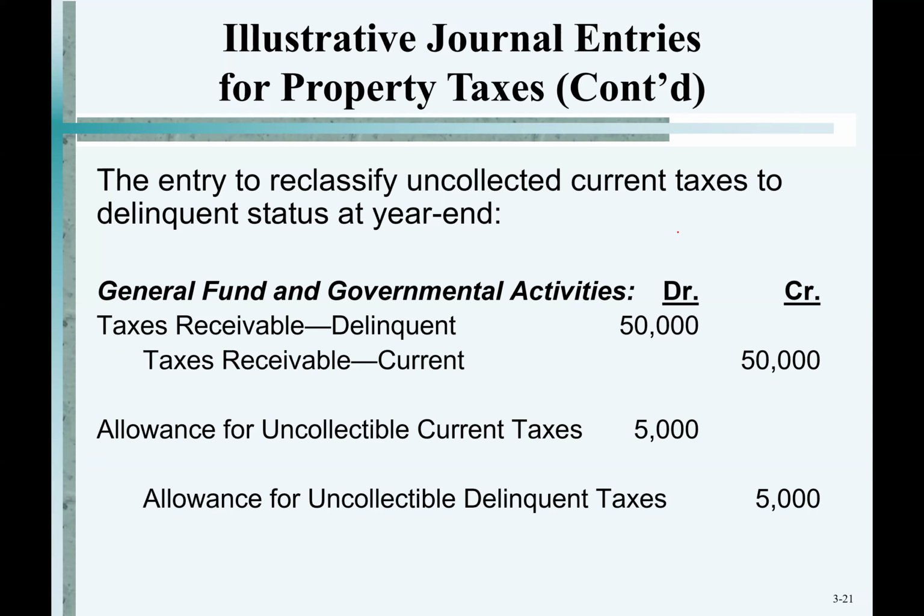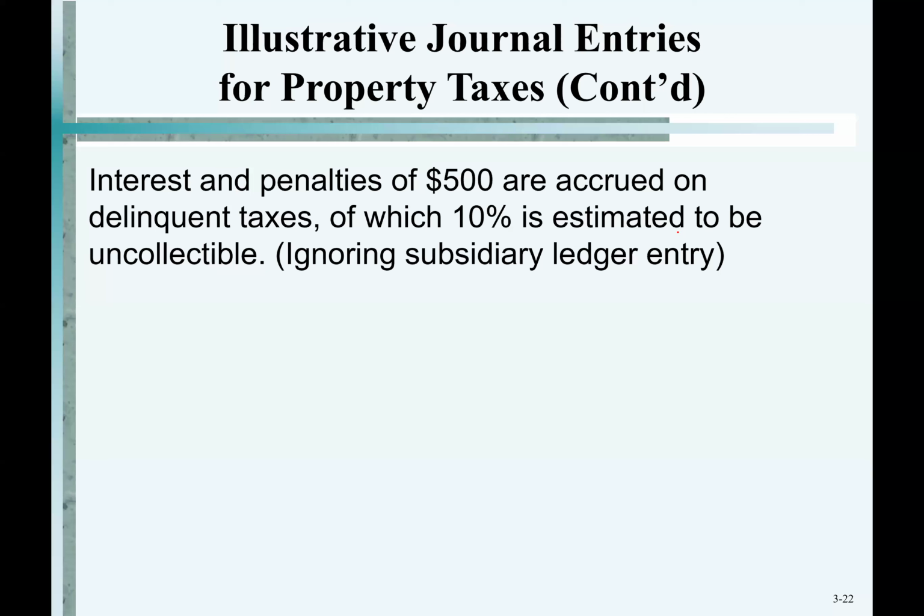It is still a current asset, but now we're just saying these folks are late and we're putting a label of delinquent on it. In this example, they're also setting up the allowance, taking it out of the allowance current by debiting the allowance current and putting it into allowance delinquent, so that there's a match between the receivable and the allowance associated with it.